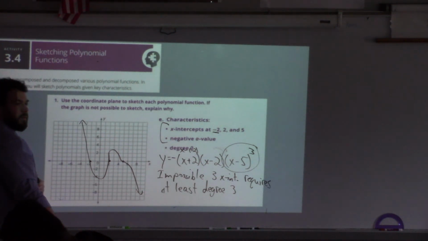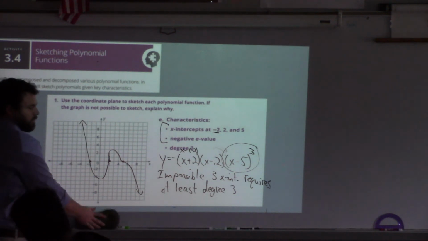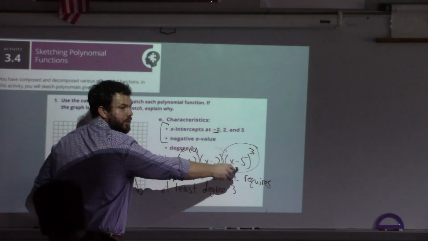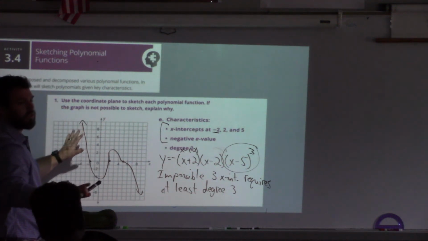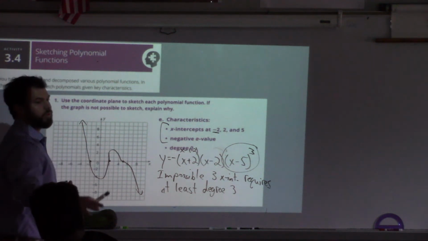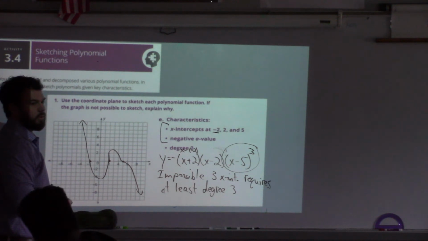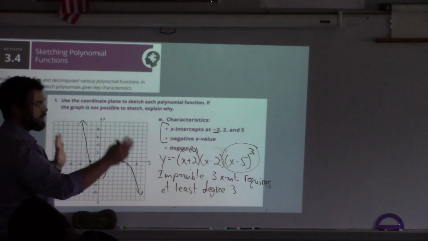How are you gonna get 5 roots? Listen, this has a multiplicity of 3. Remember, a root is different than an x-intercept. You can have multiplicities with the roots, but it would only be 3 distinct x-intercepts.